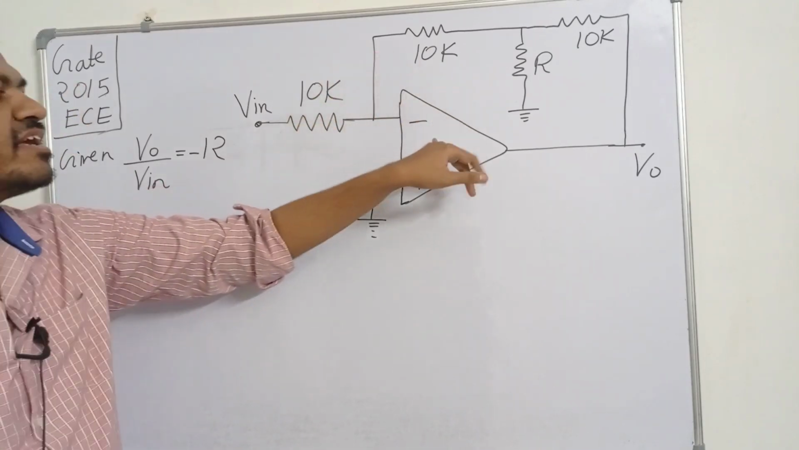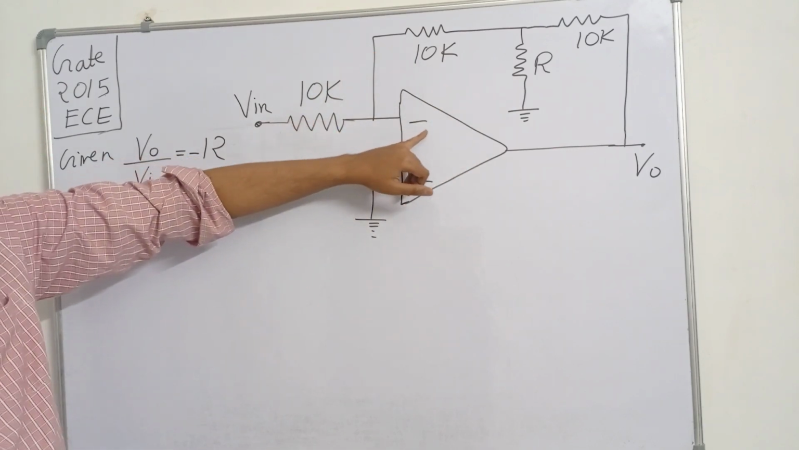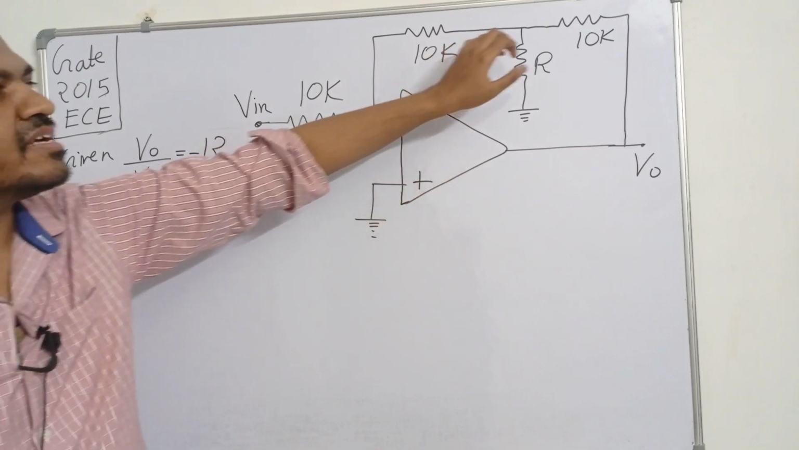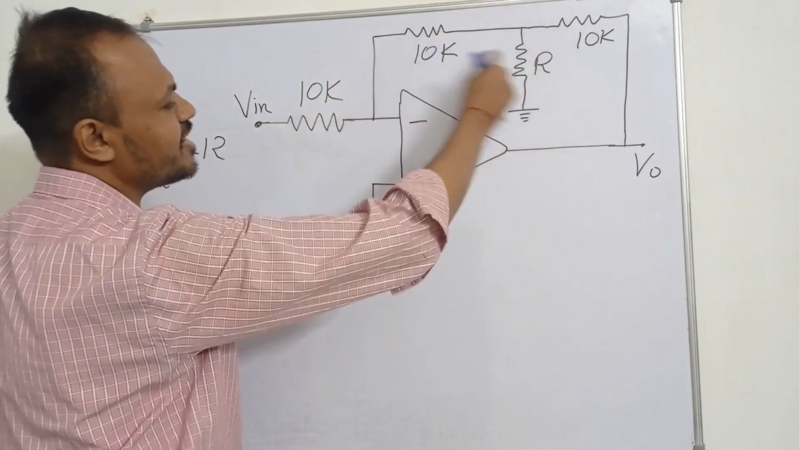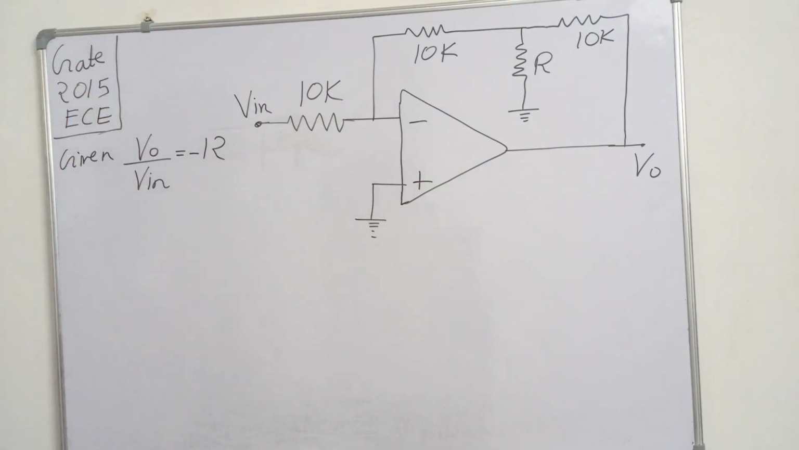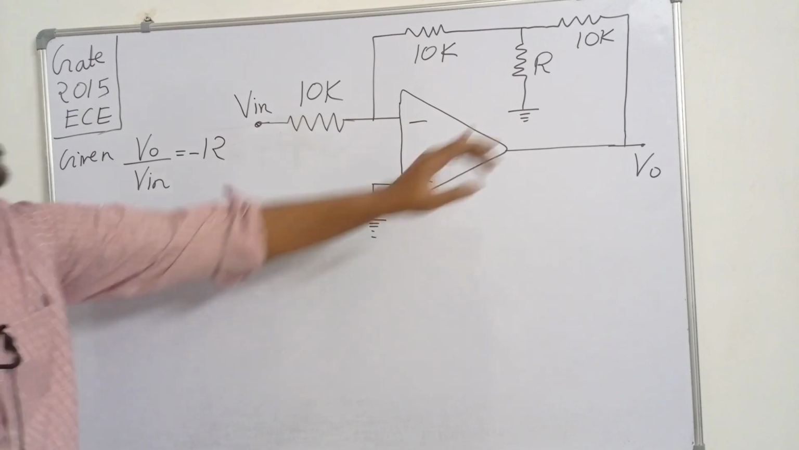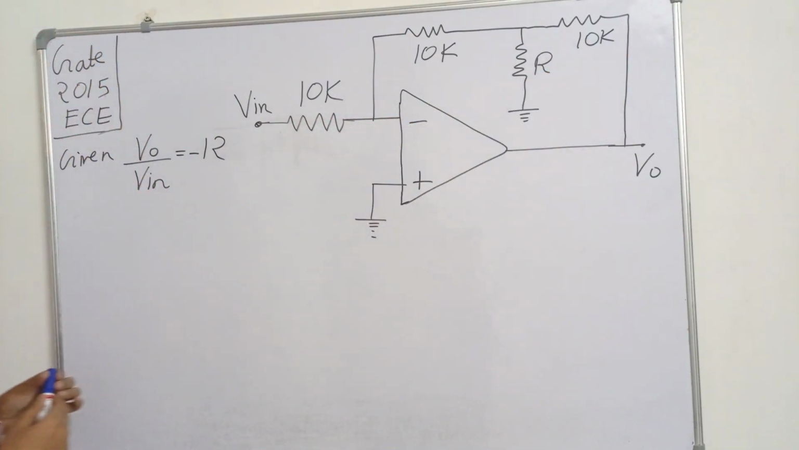So this is a simple inverting amplifier. Input voltage is given to your minus terminal or inverting terminal. This is the feedback. These are the feedback elements, and the non-inverting terminal or the positive terminal is grounded. So we have to find the value of this resistance R in kilo ohm.